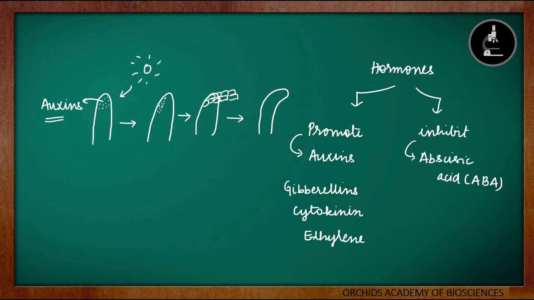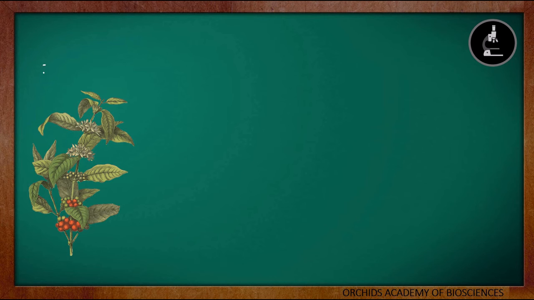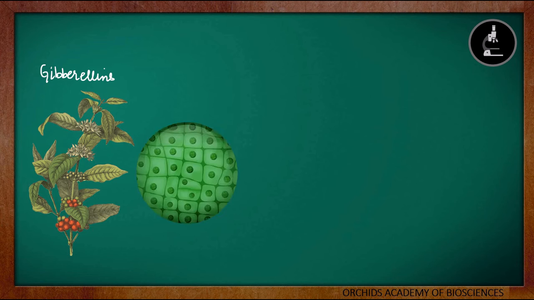Let us see what are their specific functions, starting with the hormones which promote the growth. First hormone is gibberellin, and this gibberellin hormone is responsible for the growth of stem and fruits. The next hormone which promotes the growth is cytokinin, and cytokinin hormone is responsible for cell division in plants.